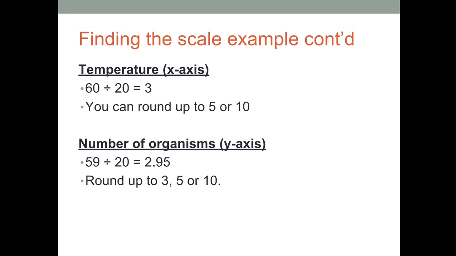Then, for our number of organisms, our highest number is 59. We divide that by 20, we get 2.95. 2.95 is a fairly difficult number to count by, so we can always round that up to 3, 5, or 10. You want to avoid rounding it up to a number that's too high, because if you do, that crushes your data down and doesn't give you a very easy thing to visualize on your graph.